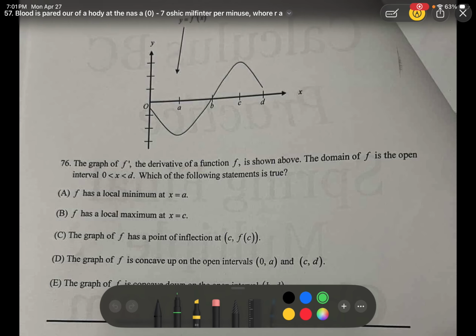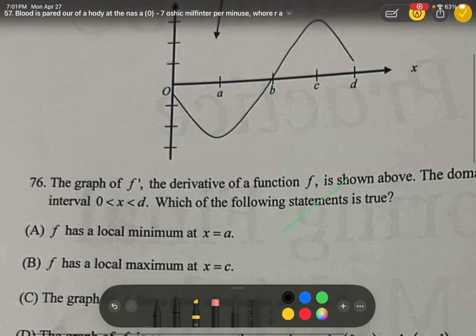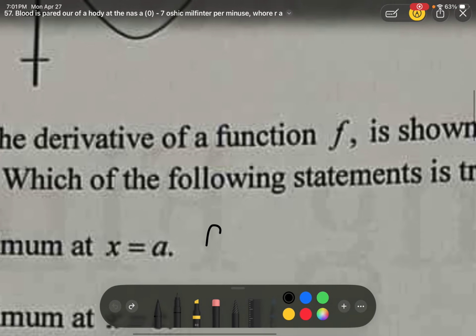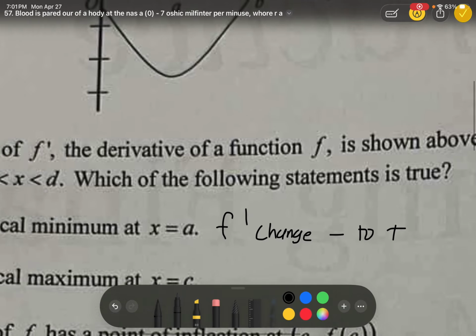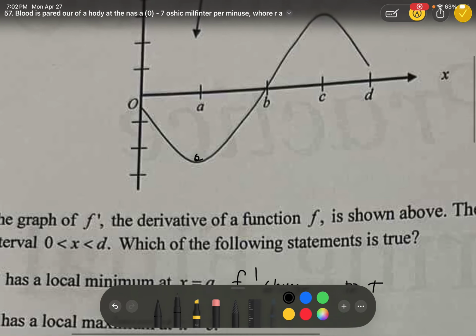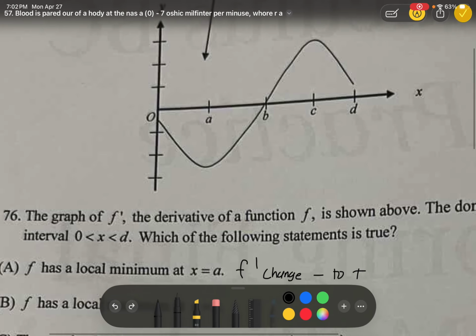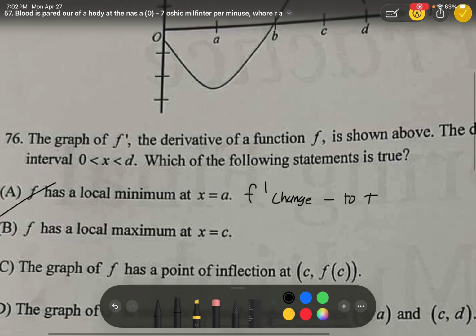1. f has a local minimum at x equals a. So it's basically saying f prime changes from negative to positive. At a, we don't have any sign changes. It just remains below the x-axis, so this is false.